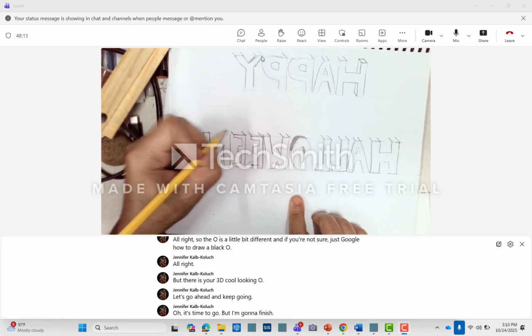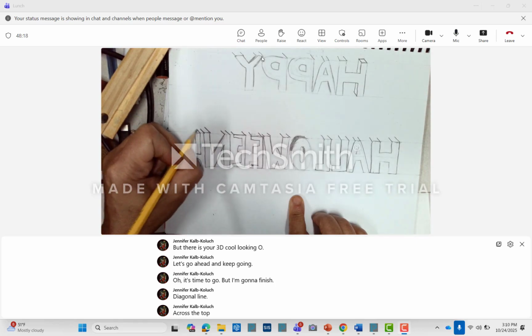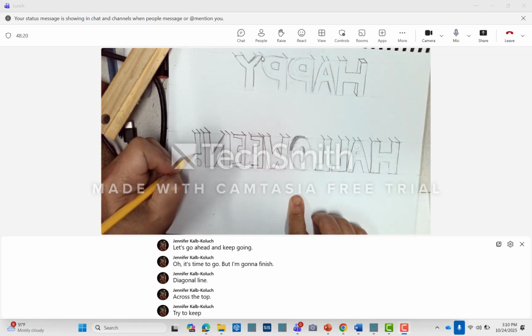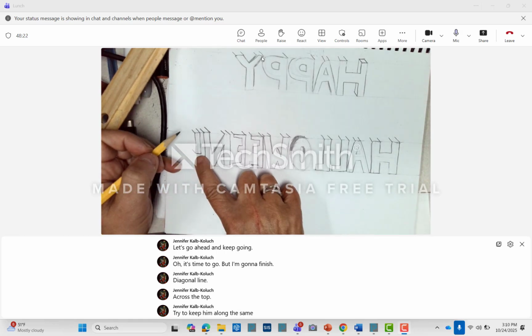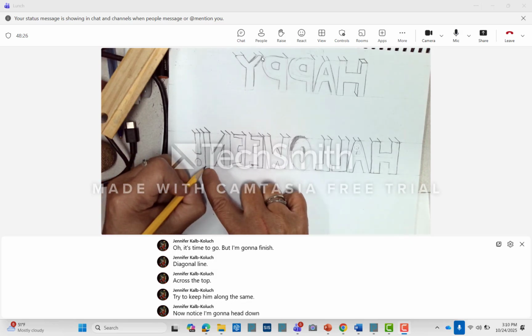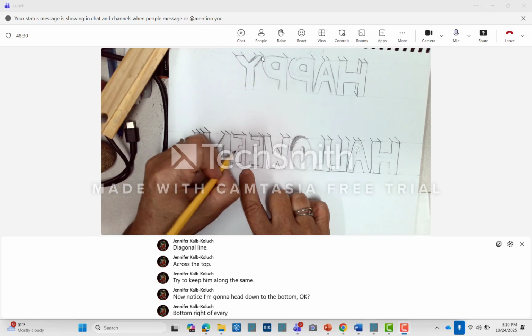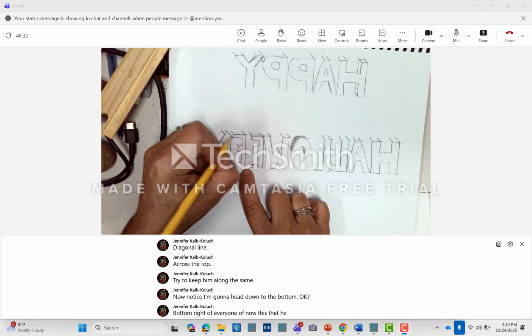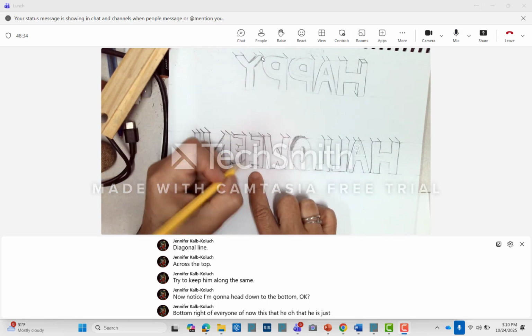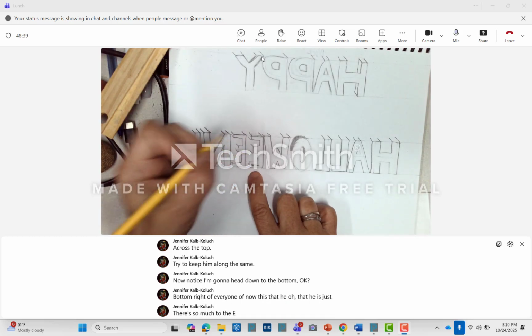Diagonal line across the top. Try to keep them along the same. Now notice I'm going to head down to the bottom, okay? Bottom right of every one of them. Now this, the E, oh, the E, there's so much to the E. But just tell yourself it's easy peasy.